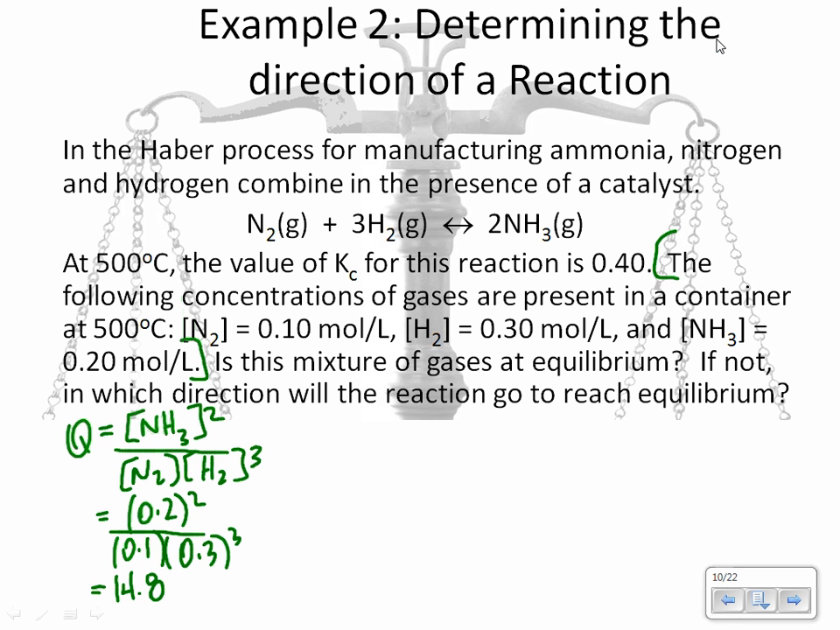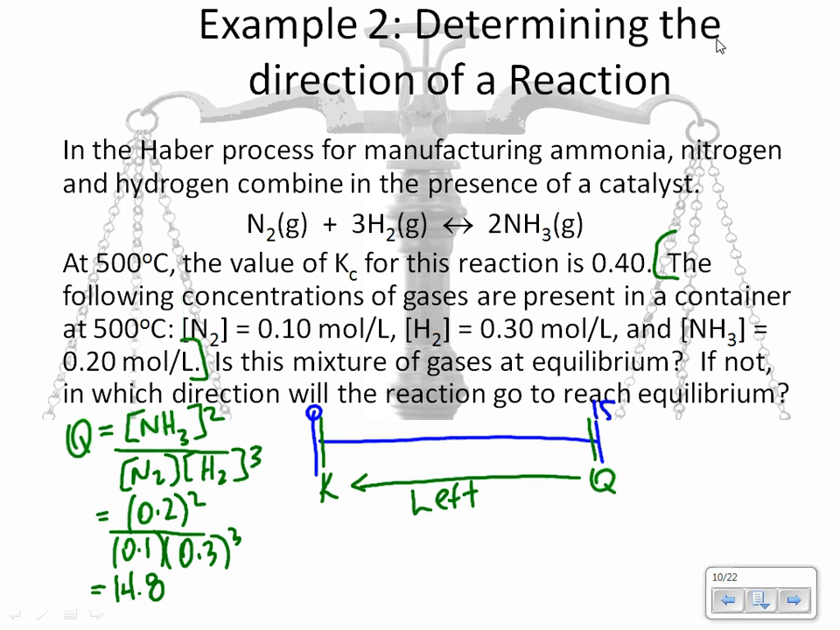So now, again, and don't be lazy, actually draw out a number line. It helps so much. Here's 0 on the number line. What's my highest? 15 again, say. So I've got a K value of 0.4. Whew, that's really close to 0. And I've got a Q value all the way over here of 14.8. Draw an arrow from Q to K. The reaction, again, just like the last example, proceeds to the left.